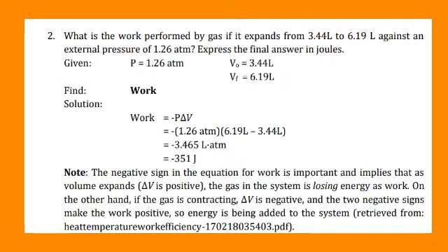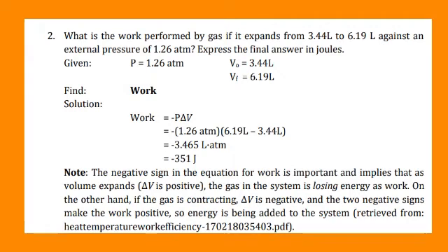Now let us proceed to another example. What is the work performed by gas if it expands from 3.44 liters to 6.19 liters against an external pressure of 1.26 atmosphere? Express the final answer in joules. So from the problem, we have the following given. Pressure is equal to 1.26 atmosphere. The initial volume is 3.44 liters and the final volume is 6.19 liters. So we are asked to find the work.